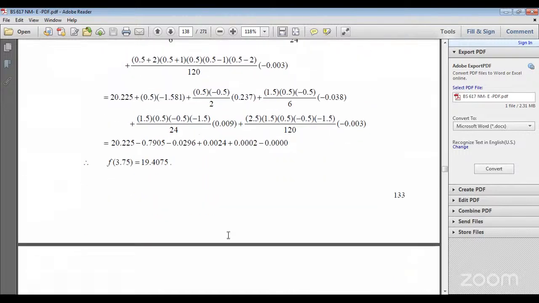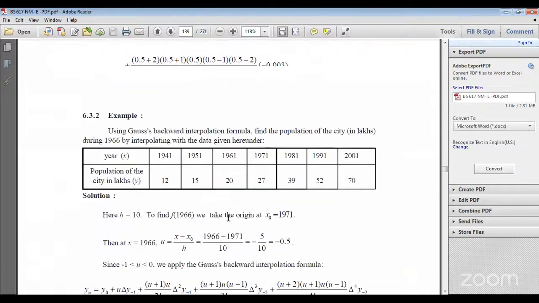You can take in the 19.4075. Yeah, taking here. Then immediately, they are using the Gauss backward interpolation formula.